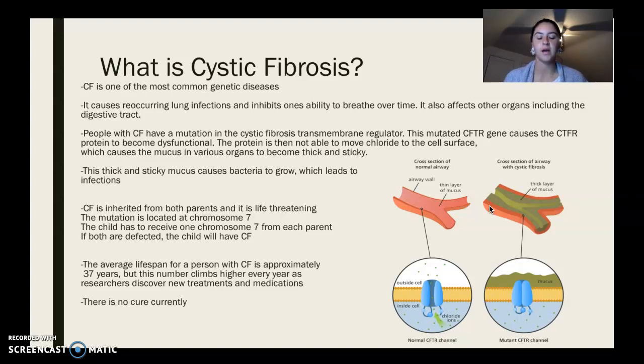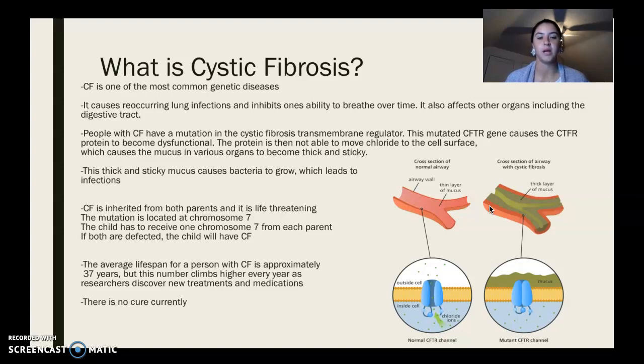People with CF have a mutation in the cystic fibrosis transmembrane regulator. This mutated CFTR gene can cause the CFTR protein to become dysfunctional. As you can see in the picture below, there's a picture of a normal CFTR channel and a mutant CFTR channel. And when the protein is dysfunctional, it's not able to move chloride to the cell surface, which causes the mucus in various organs to become thick and sticky. So the mutant CFTR channel on the right is covered by mucus. It's not able to bring the chloride to the surface, and then on the left side, the chloride is able to pass through.